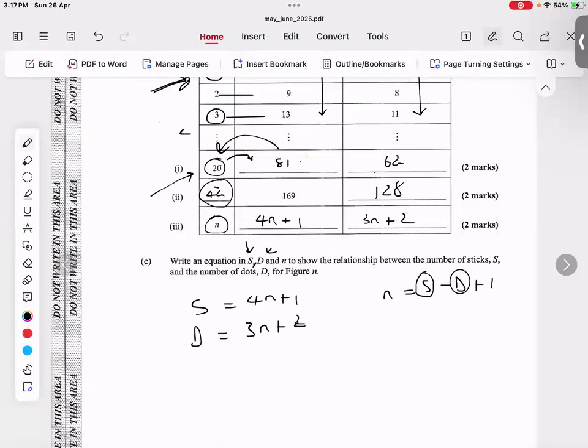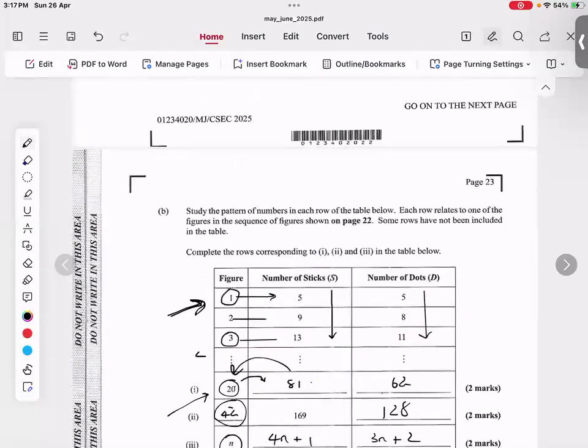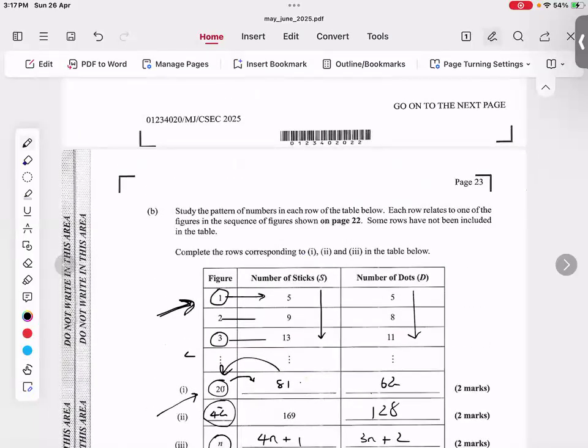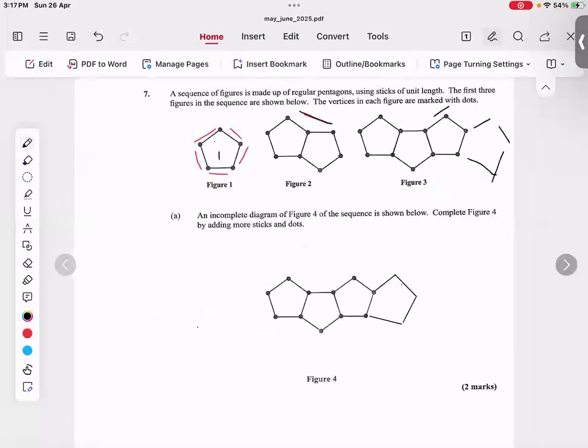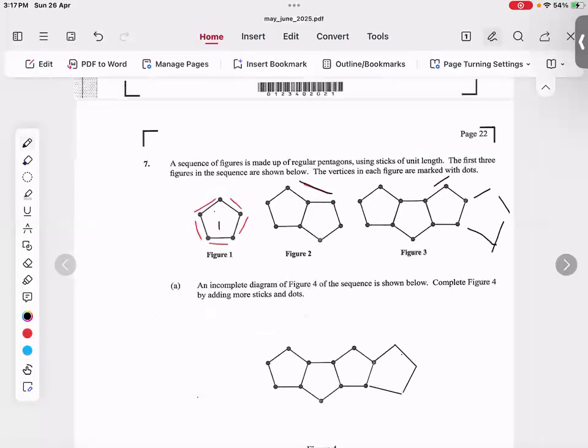Now, for separate equations. All right, hold on. Go back up here. It says study the pattern in the number of each row relates to figure 2. Some rows have been included. Let's go back up here and see what happens. An incomplete diagram shows the sequence below. Complete the figure 4. It says a sequence of figures is made up of regular pentagons using sticks of unit length.